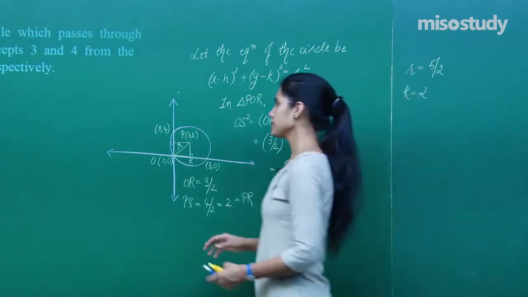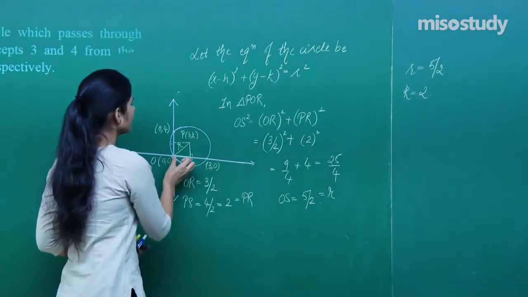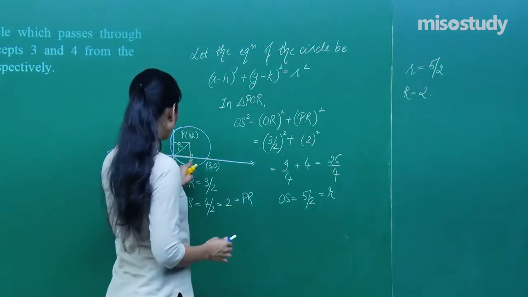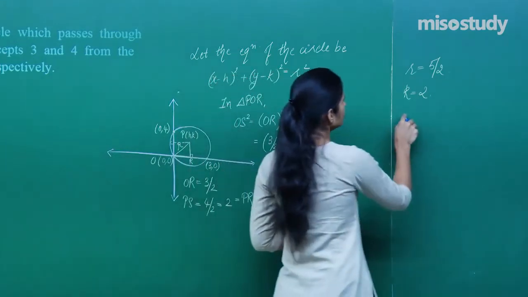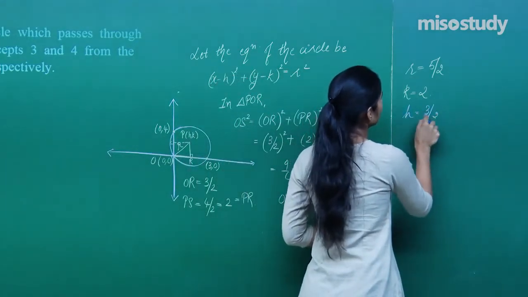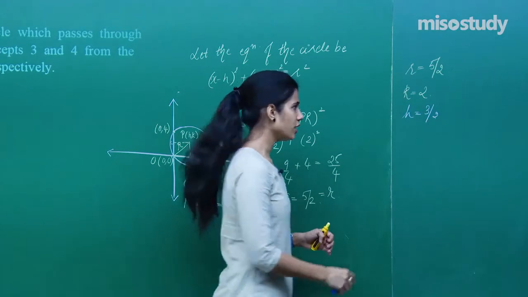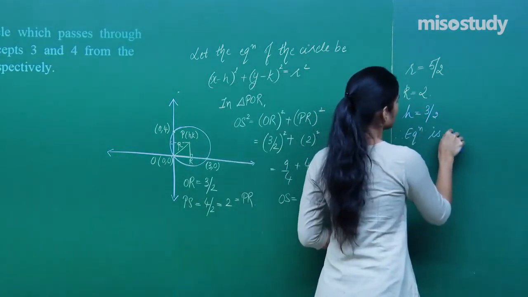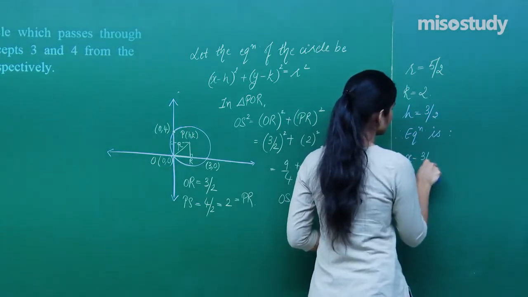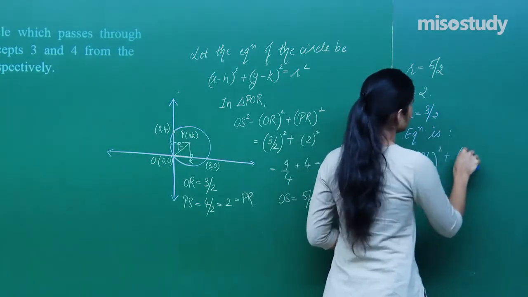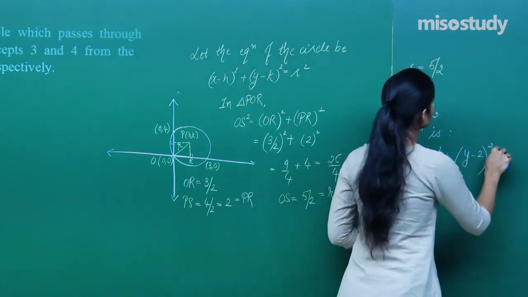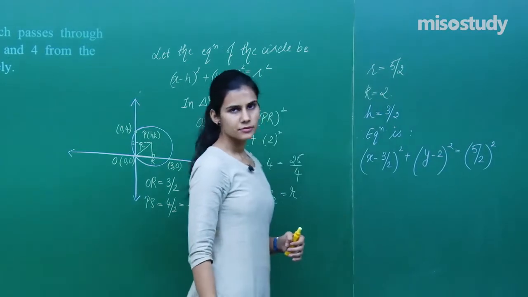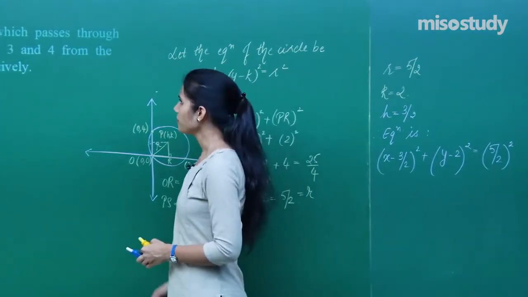So in here guys, obviously if this is my K, OR is my H and the radius I have already computed. OR already I have got as 3 by 2. So my H is 3 by 2. I have got H, I have got K, I have got R. So equation is x minus H whole square plus y minus K whole square equals R square. Clear? That's the equation of my circle.